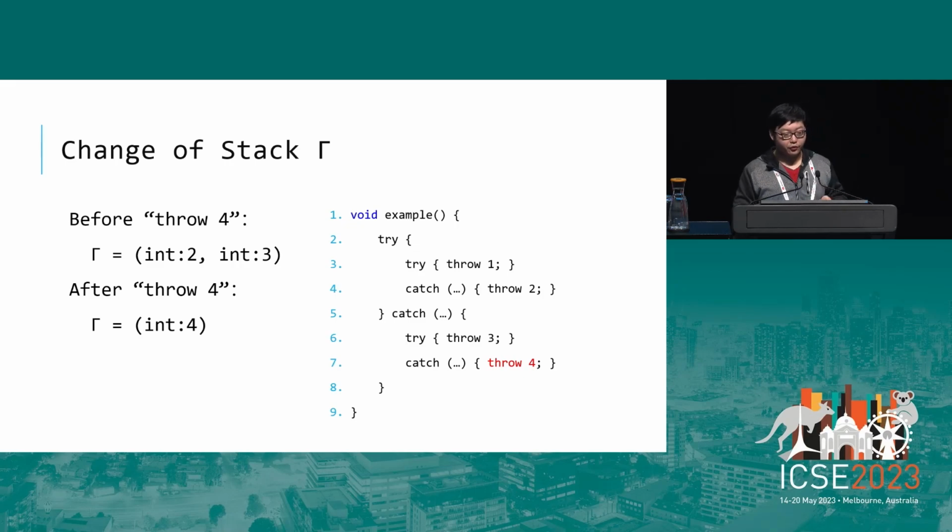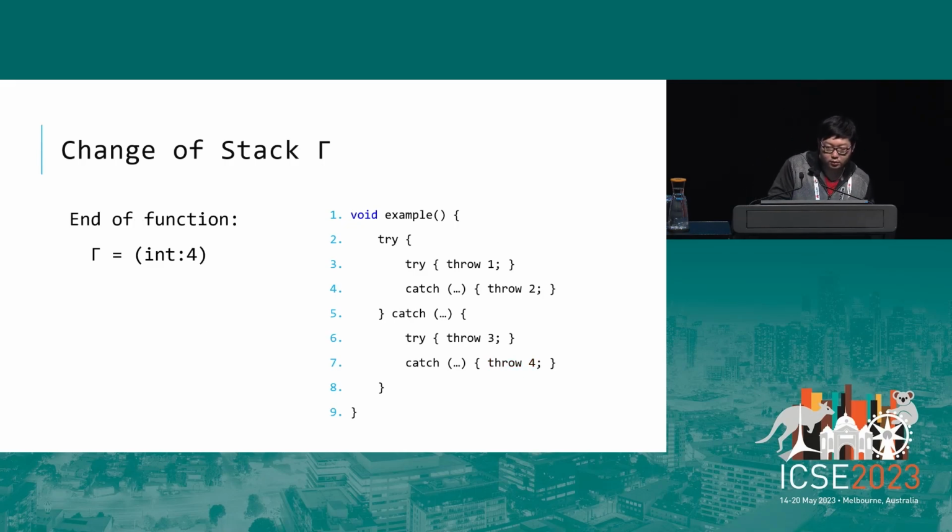After throw 4, both int 2 and int 3 are popped out because they can no longer be referenced. And a new exception again, the int 4, is then pushed onto the stack. So at the end, we can know that there is an exception of int 4 being thrown out of this example function. And this is how we track the exceptions.